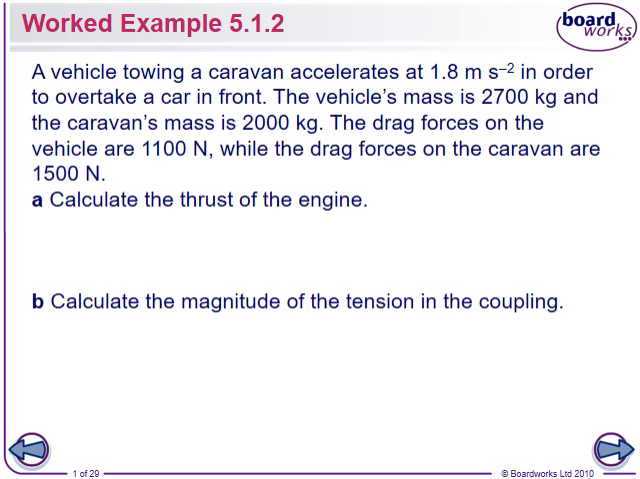So, the worked example now, again, these are all from the book. We have a vehicle towing a caravan, accelerating at 1.8 meters per second squared in order to overtake a car in front. The vehicle's mass is 2,700 kilograms and the caravan's mass is 2,000 kilograms. The drag forces on the vehicle are 1,100 newtons, while the drag forces on the caravan are 1,500 newtons. Calculate the thrust of the engine.